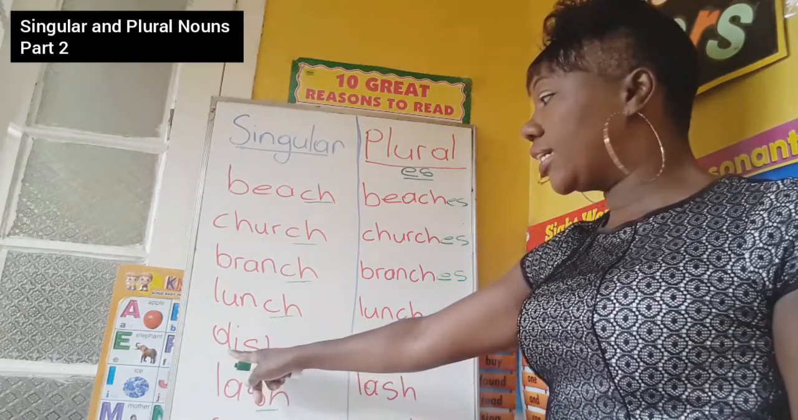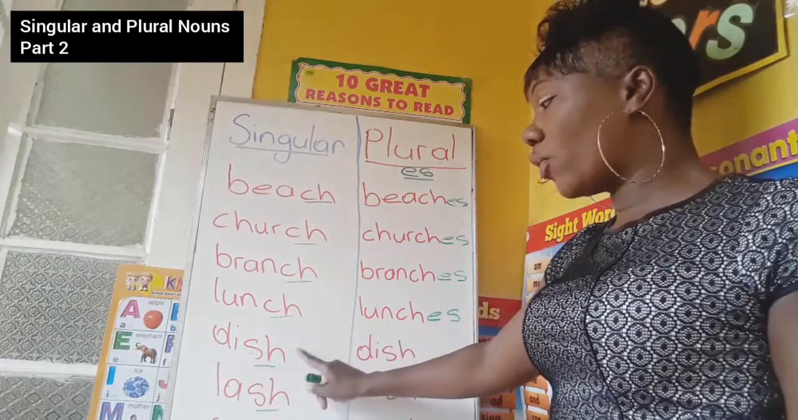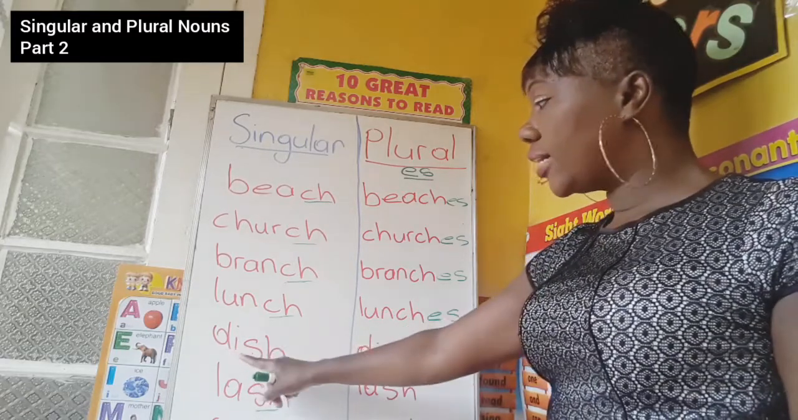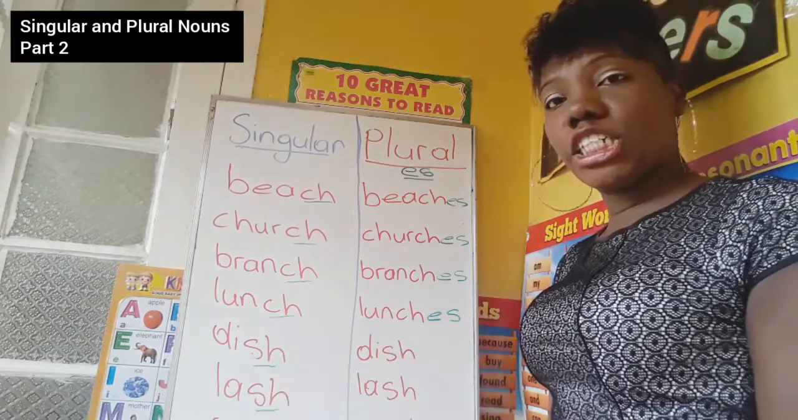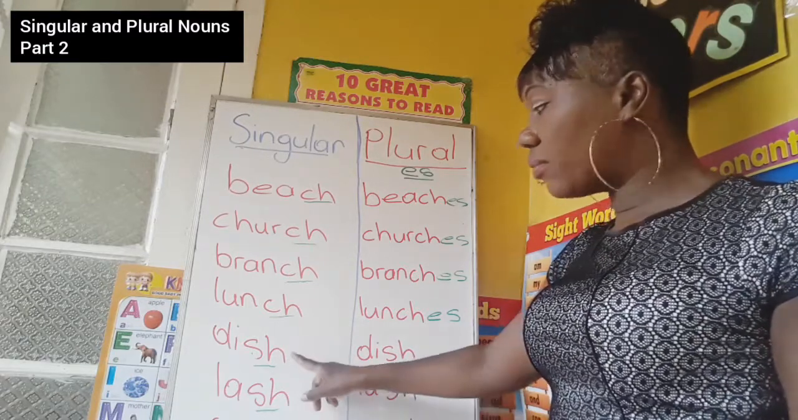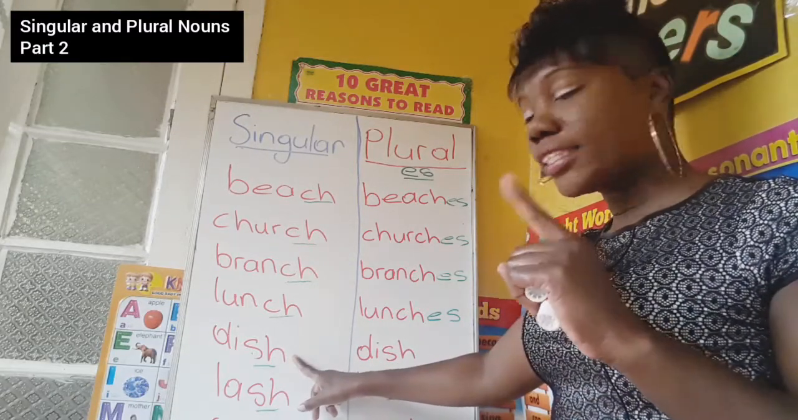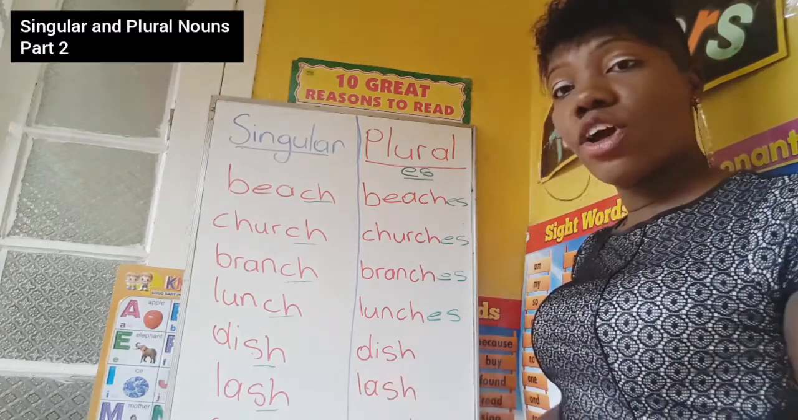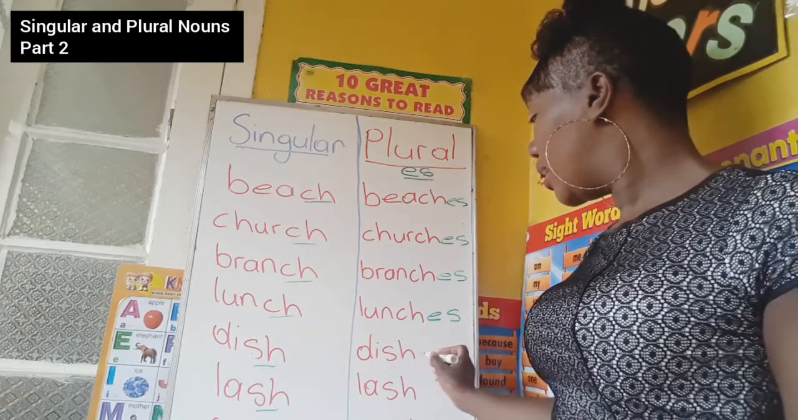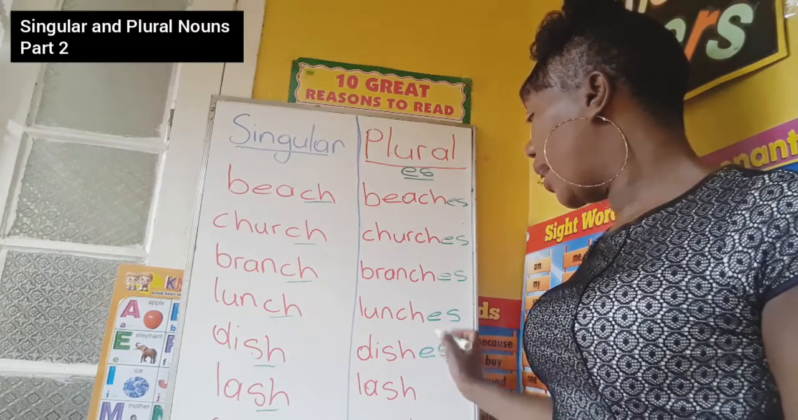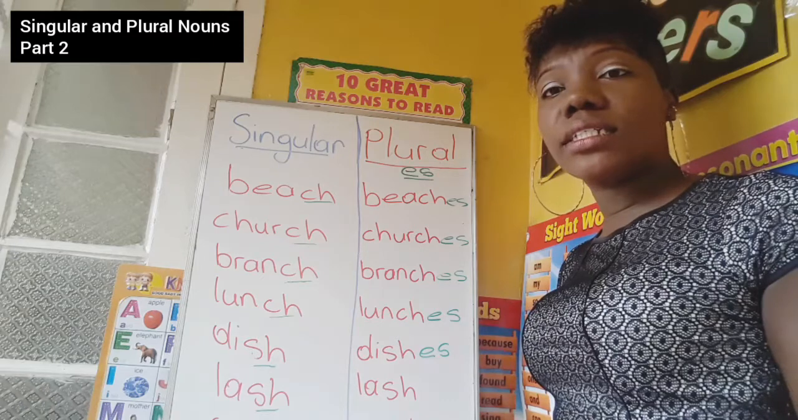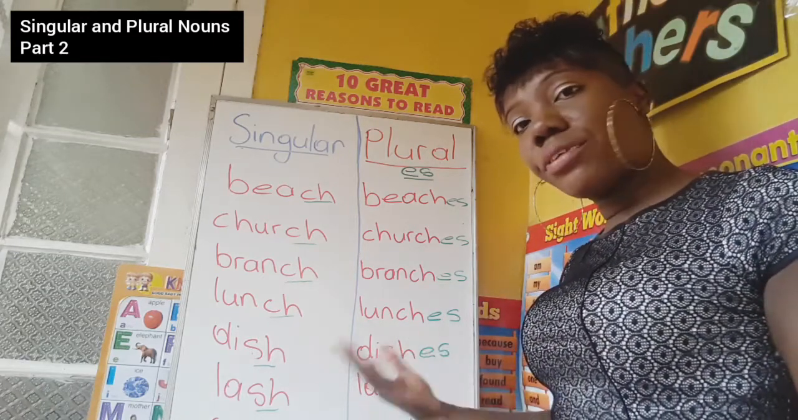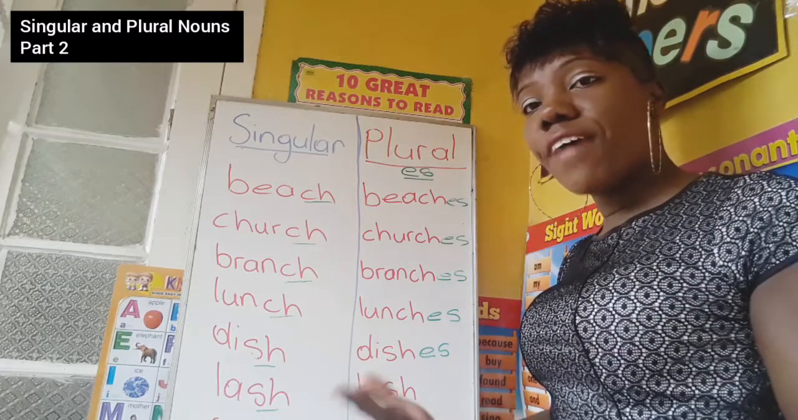Dish. D-I-SH. So we're moving on to SH. Dish. Now this is how many dish? One. Singular. And to make it plural over here, we add E and S. And now we have what? Dishes. It can be 2 dishes, 3 dishes, 4 dishes, 5 dishes.